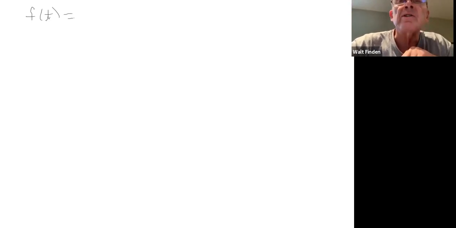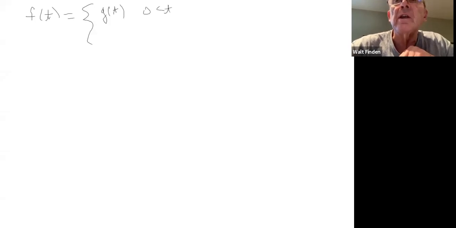The problem of the Laplace transform for a function with different cases, we sometimes need to know how to write that function in terms of its unit step function. So let's say that we have a function which is g of t for 0 less than t less than, let's say, a, and h of t for a less than t.